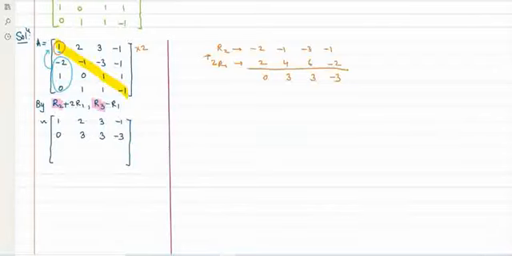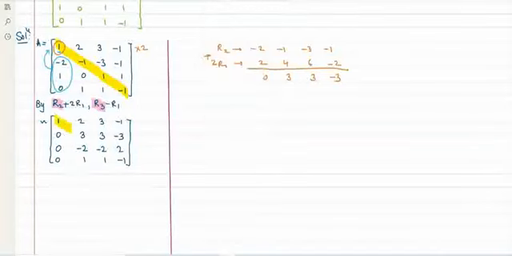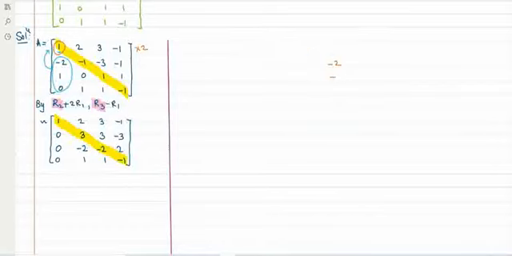Now for the third one, R3 minus R1: 1 minus 1, 0 minus 2, 1 minus 3, 1 minus minus 1, giving 0, -2, -2, 2. Now again, for the diagonal entry, don't consider every time that diagonal elements A11, A22 must be 1. If it is easily possible to obtain that element as 1, then it's fine. Anyone can suggest?